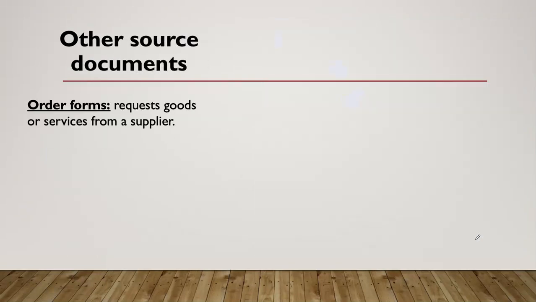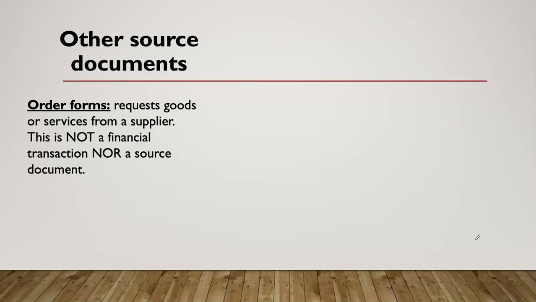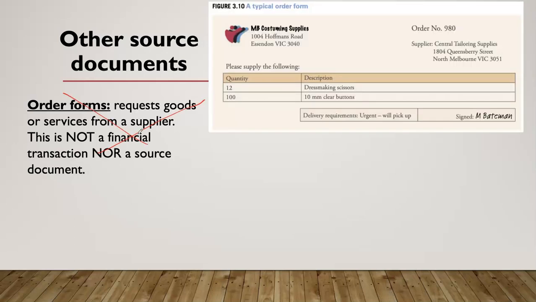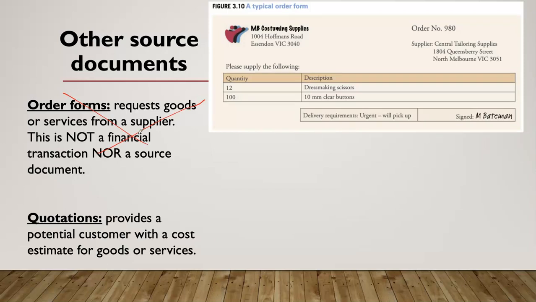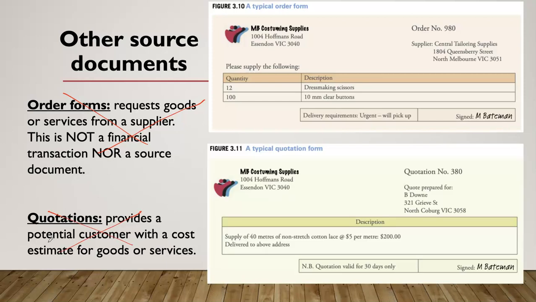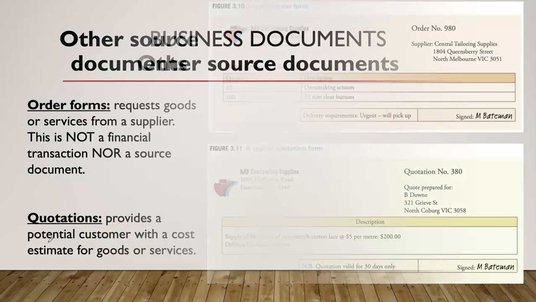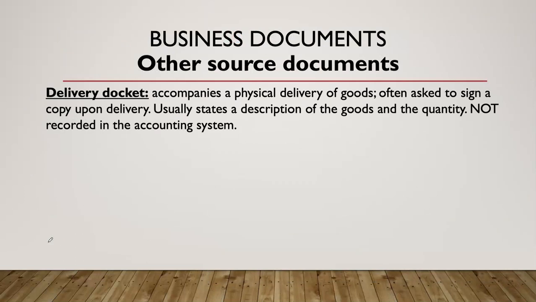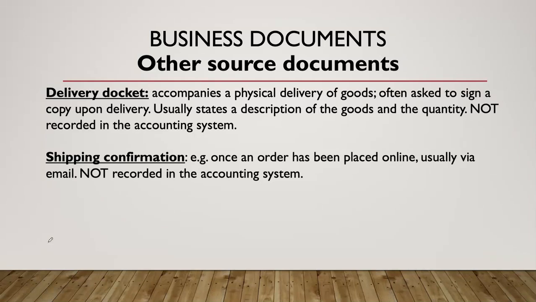What are other source documents? We might have order forms. This is not a transaction nor a source document, so it's something that we do not have to record. Or quotations, a quote to do something. Again, important documents, but something we don't have to record because nothing has actually happened yet. There has not been a financial transaction. Other source documents you might see are delivery dockets, not recorded in the accounting system. Shipping confirmation, not recorded in the accounting system.